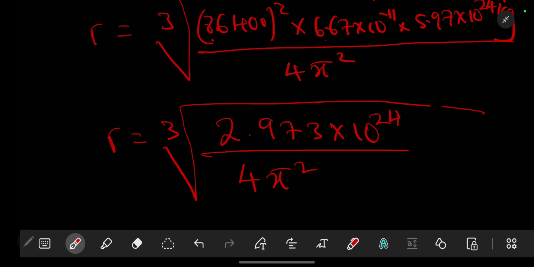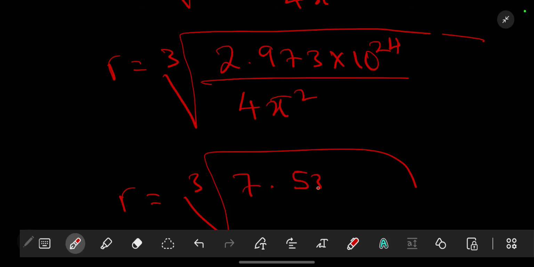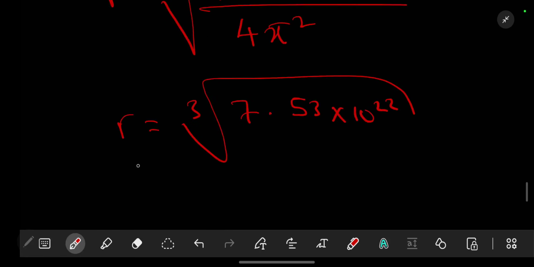So let's put everything in brackets. Open brackets, 2.973 times 10 to the power of 24. Then we divide this by open brackets 4 pi squared. We are going to get r should be equal to the cube root of, I'm getting 7.53 times 10 to the power of 22. Then find the cube root of this value. So the cube root of open brackets 7.53 times 10 to the power of 22.